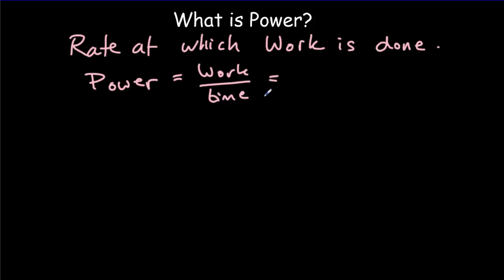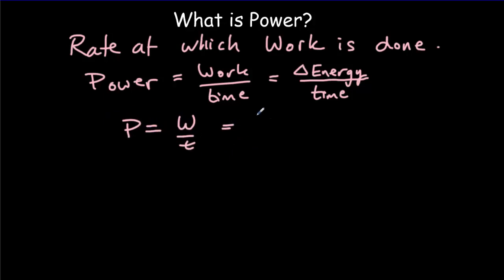Now, of course, work is equal to the change in energy, so you might see this written as change in energy divided by time. And of course, there's all different kinds of changes in energy. This could be a change in kinetic energy, a change in gravitational potential energy, a change in electrical energy, etc. Symbolically, we'd usually write P equals W over T, or P equals delta E all over T.